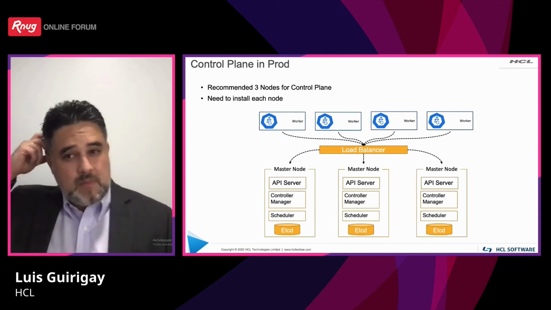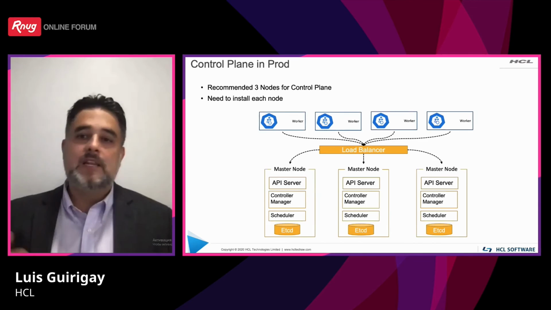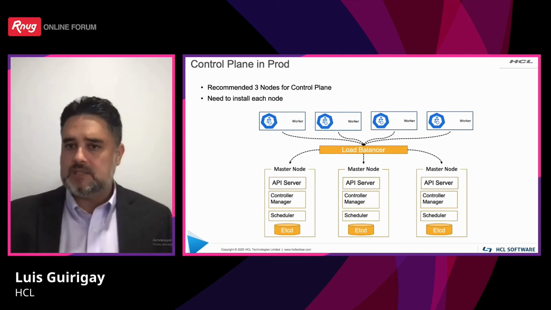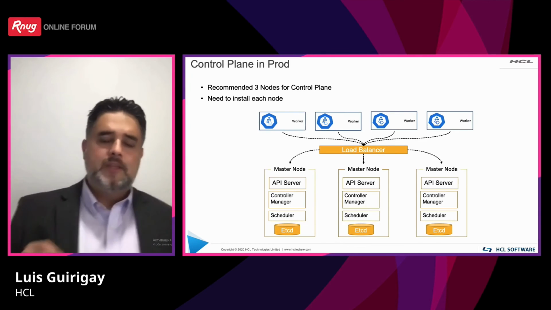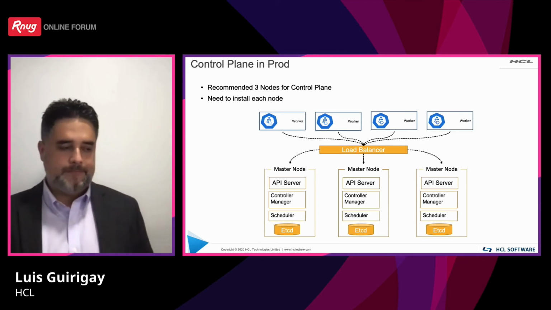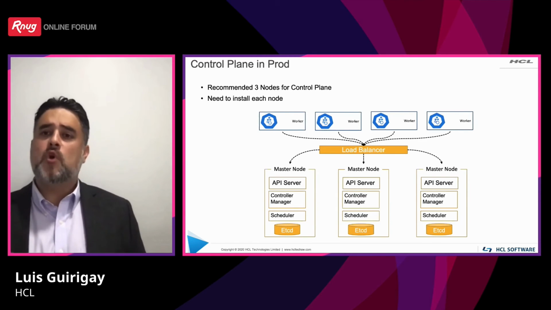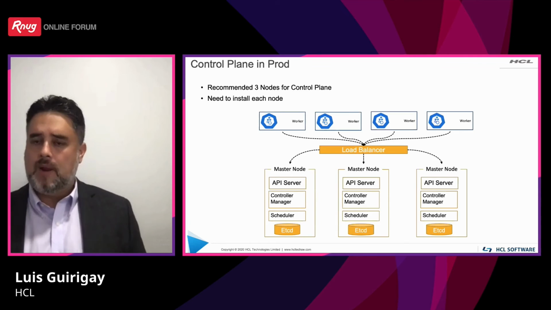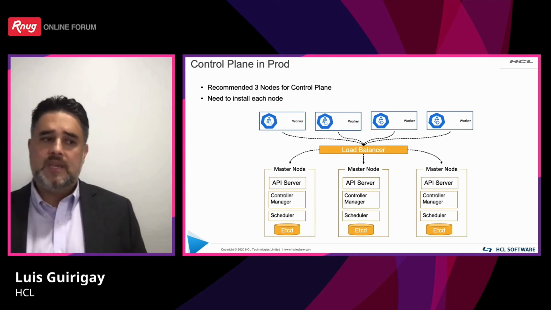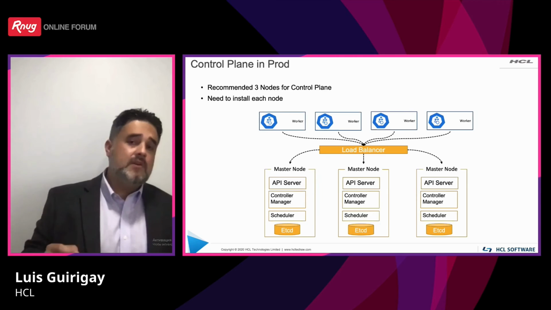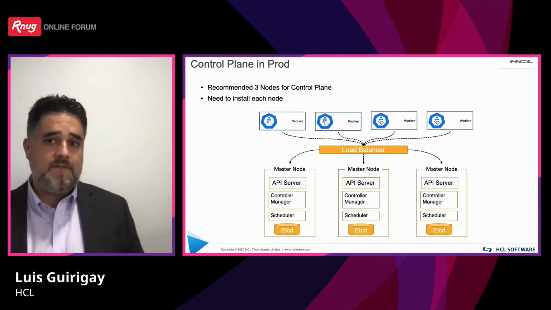For production, definitely do not use 1, right? For development, you're fine. For testing, you are okay. But for production, the recommended number is 3. Especially because they have a kind of election process type of failover high availability, so they need to be in an odd number. Remember, each master node is a physical machine or a VM.